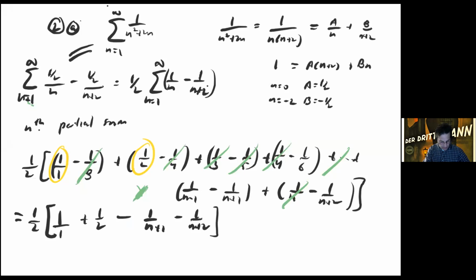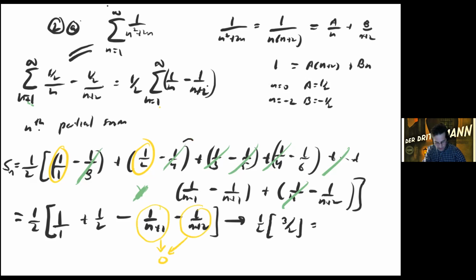And now the point is that these two terms, as n goes to infinity, tend to 0. So the nth partial sum, which is usually denoted, by the way, by Sn, tends to 1/2 times 1 over 1 plus 1 over 2, in other words, times 3/2, which is 3/4. So that's the limit of the nth partial sum.